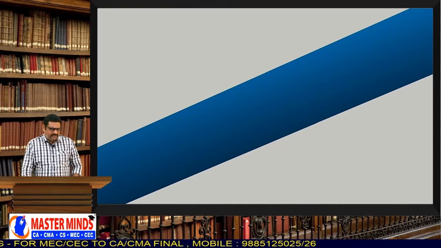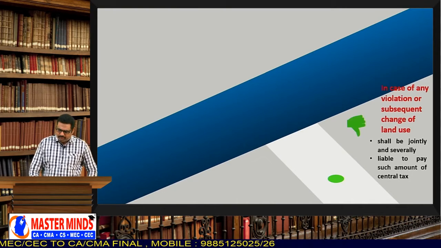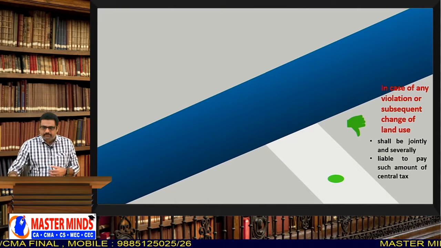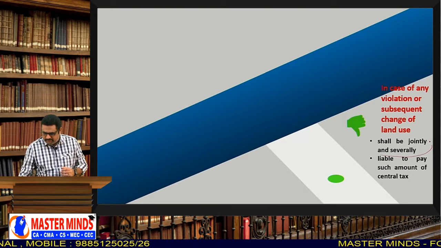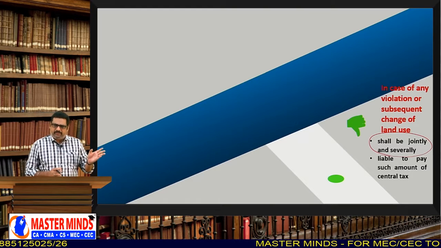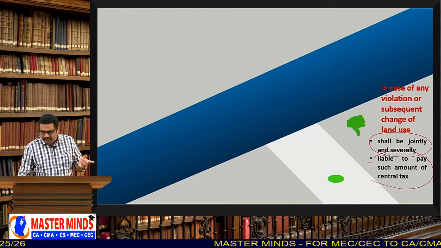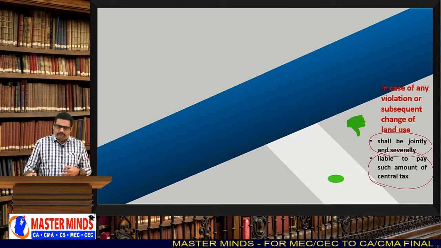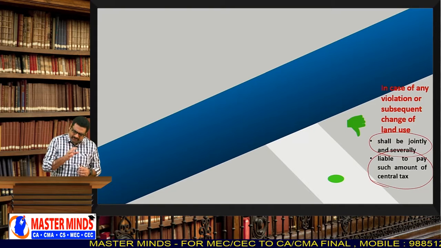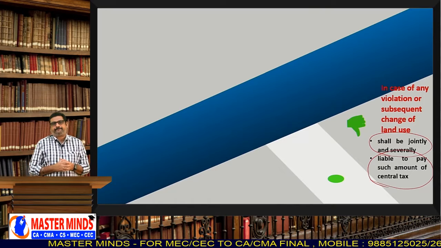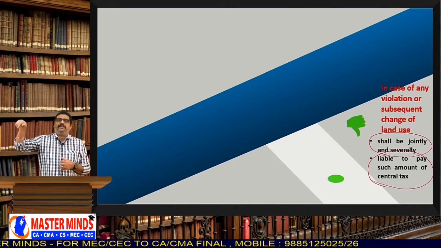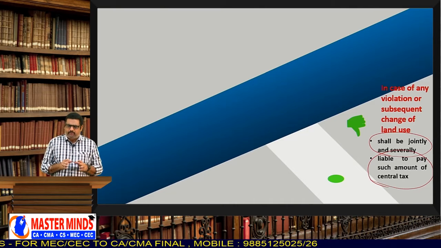Generally, sir, now if at all there is any violation, then what is the position? In case of any violation or subsequent change of land use, the persons will be jointly and severally liable for all those activities, and whatever GST was previously exempted will now be recovered by the government along with interest. Understood? So, if the particular land is used for the purpose for which it is actually taken on lease, then GST is exempted, no issue for that.